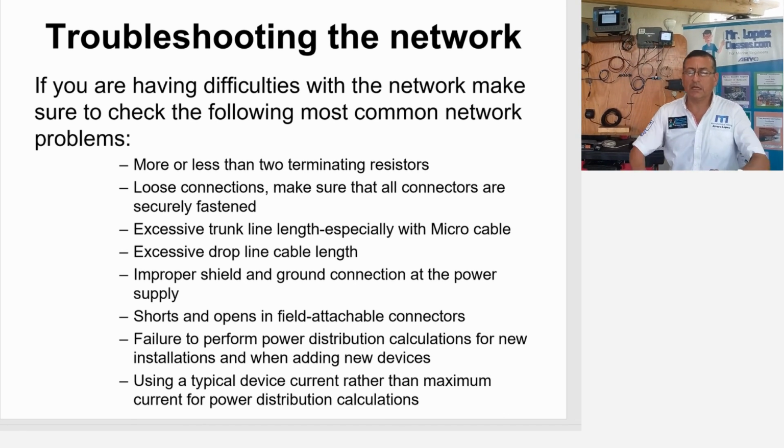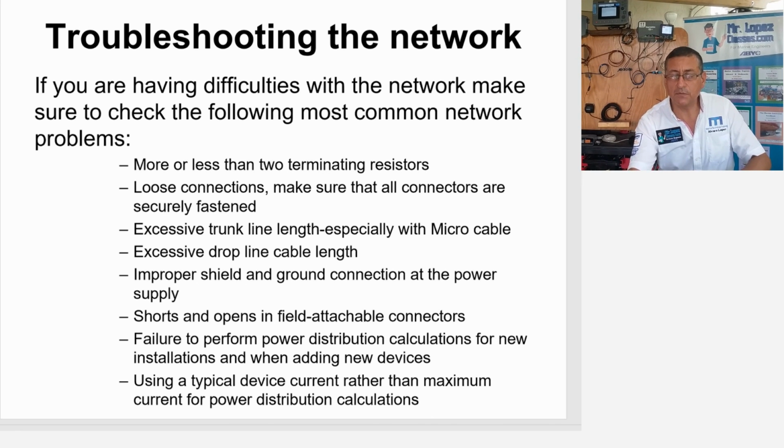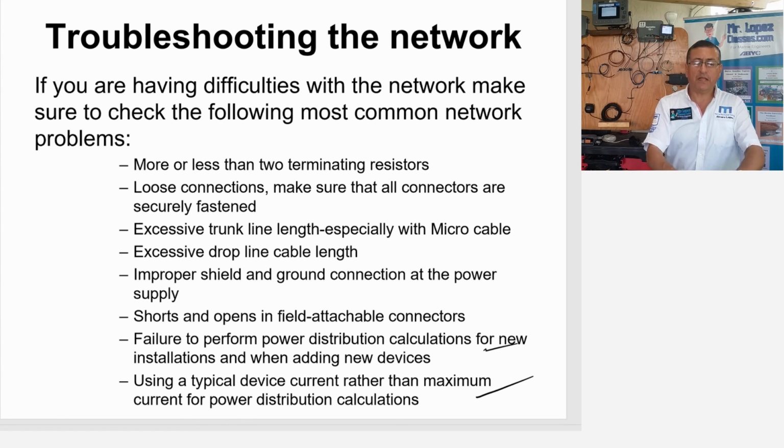Okay, excessive trunk line, excessive drop line, and proper shield and ground, short and open in-field attachable connectors, failure to perform power distribution calculation. I explained that before, using a typical device current rather than a maximum current for power distribution. All right, my friends, this is the typical troubleshoot. I hope that you enjoyed this video.